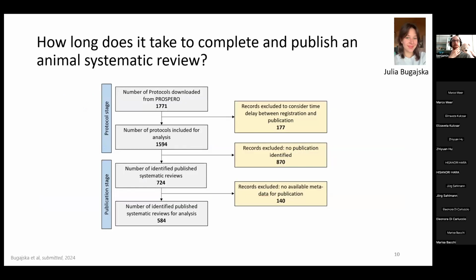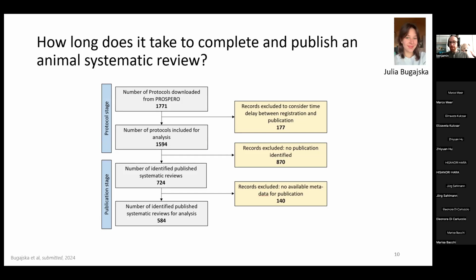And we downloaded around 1,800 protocols related to animal studies. So these are only animal systematic reviews from this Prospero database. And we had to exclude some due to a couple of reasons I won't go into now. But one of the first main findings was, you see here in the middle of the figure, 724 of these protocols have resulted in publication.